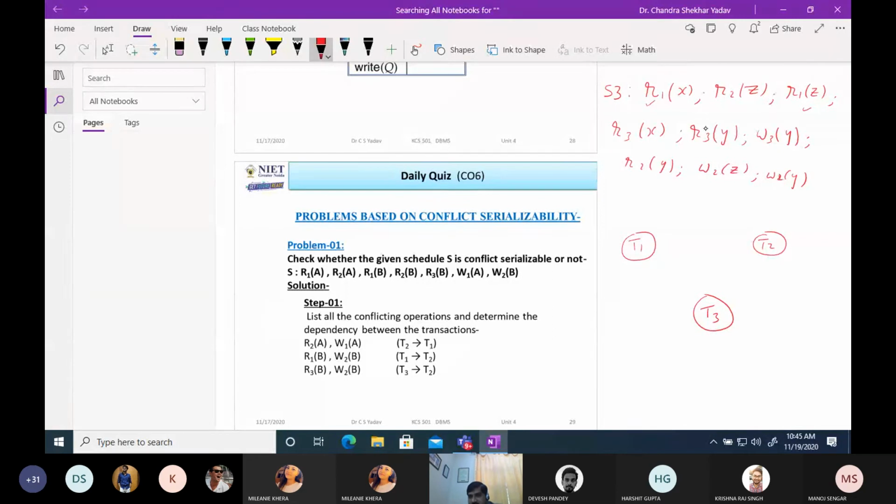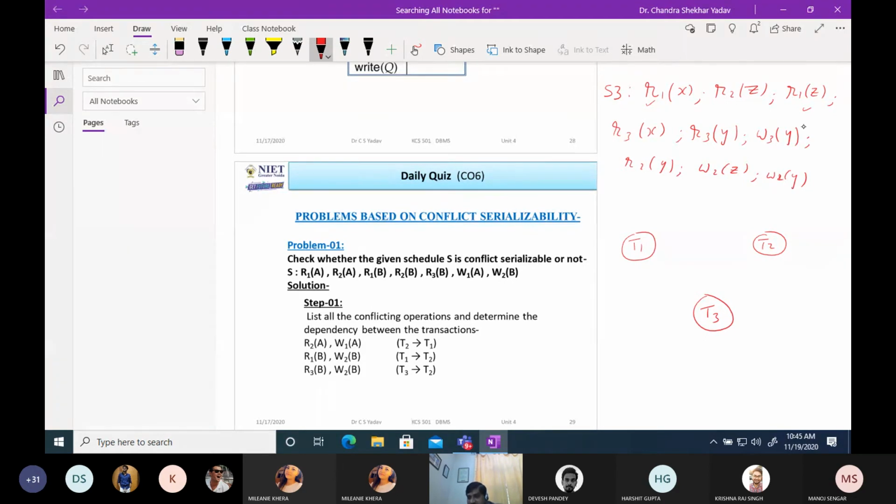Again we will see this with this. Here different data item, no conflict. In this case, no conflict. Again, in this case, no conflict. In this case, no conflict. And in this case, no conflict because both transactions are accessing different data items.